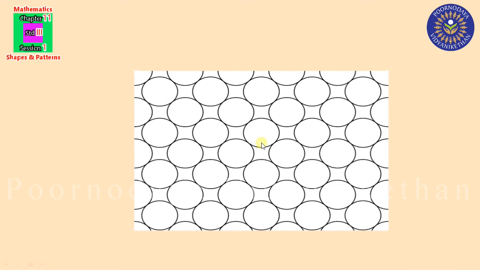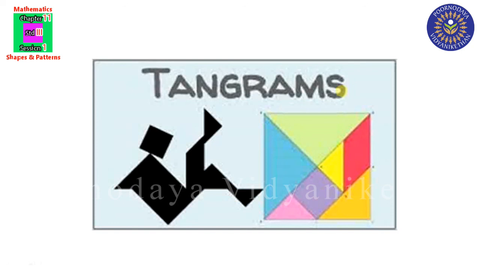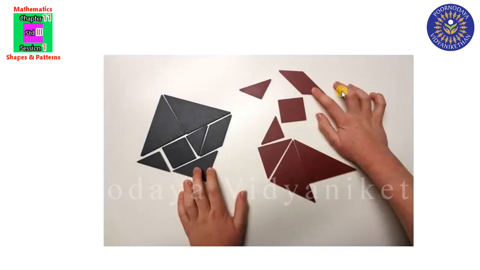Did you understand? Children, next we are going to learn tangrams. Tangram is a Chinese puzzle made up of 7 pieces. These pieces are called tans, cut from a square. We can make different shapes using tans. What are tans? Yes, the tans are the pieces cut from a square.